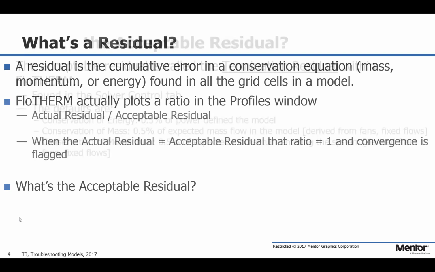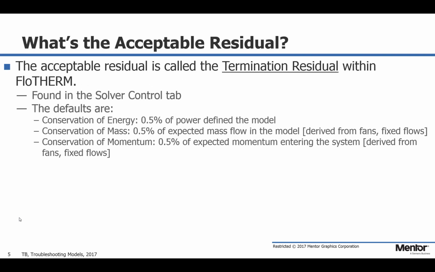Now, what is an acceptable residual? Acceptable residual is called the termination residual within Flotherm. By default, the value of this termination residual is 0.5% of the expected value for each conservation equation. Those numbers are derived from the defined model from power, fans, and fixed flows.